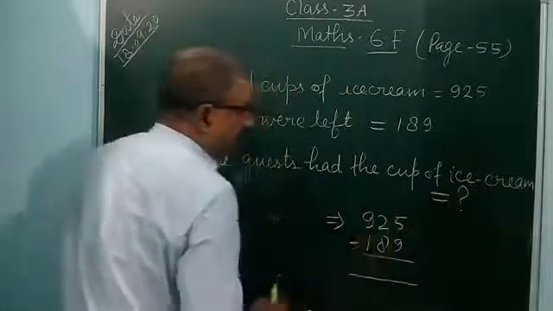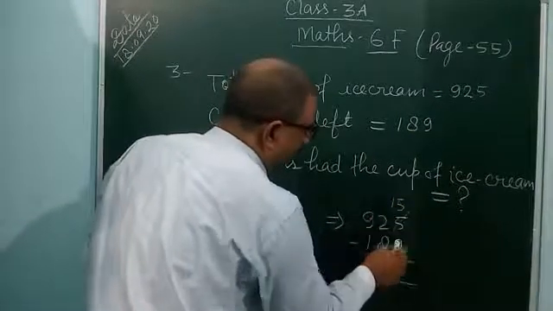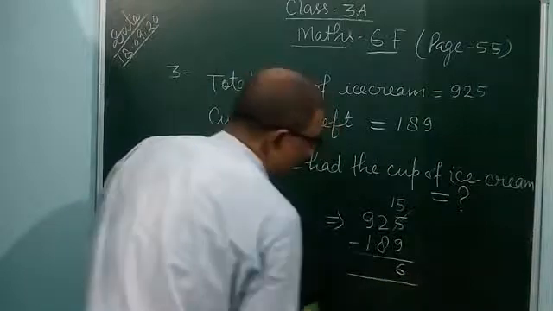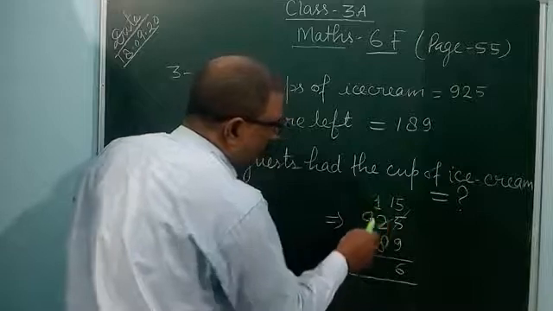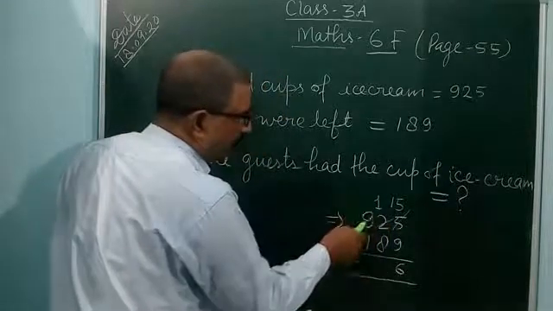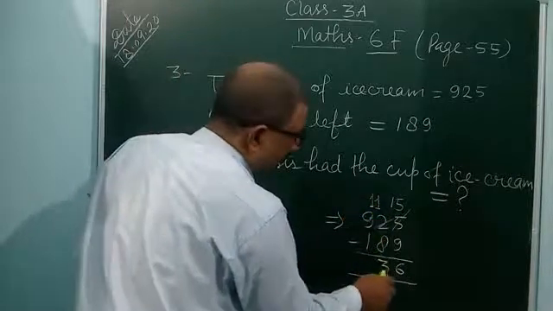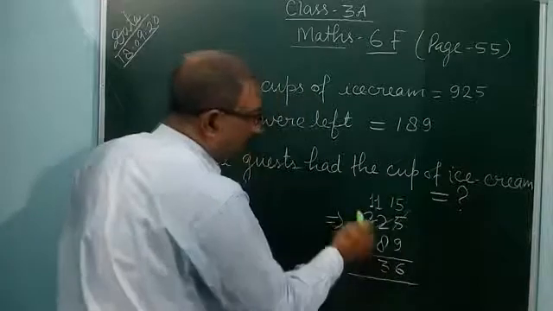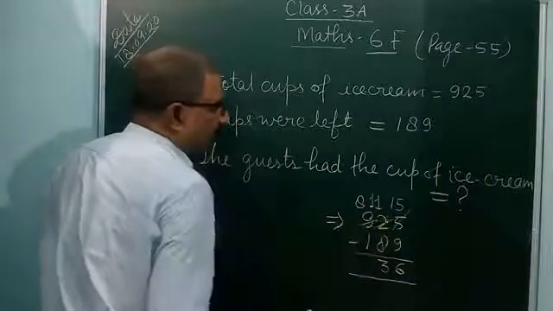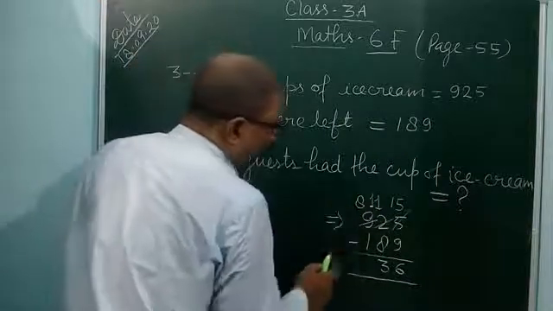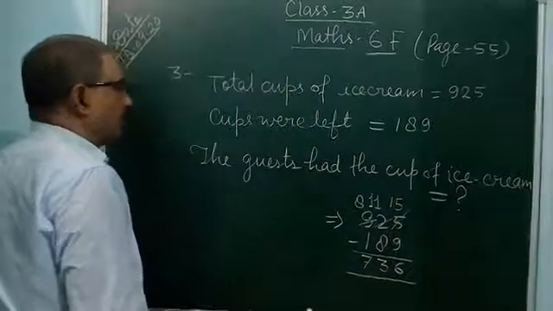From 5, 9 cannot be subtracted, so it will borrow from 2. It will be 15. 15 minus 9 is 6. And 2 has given 1, so 2 minus 1 is 1 here. From 1, 8 cannot be subtracted, so this one will borrow from 9. It will be 11. 11 minus 8 is 3. Here 9 has given 1, so it will be 8. 8 minus 1 is 7. So 736 cups.